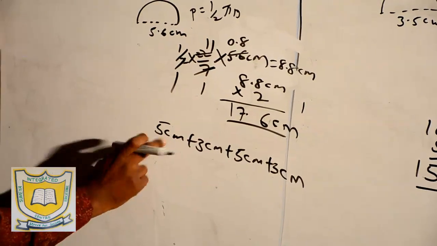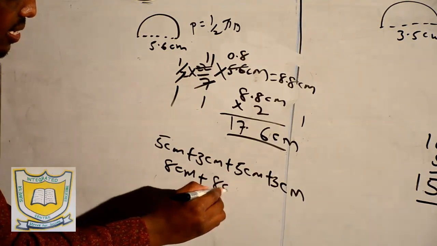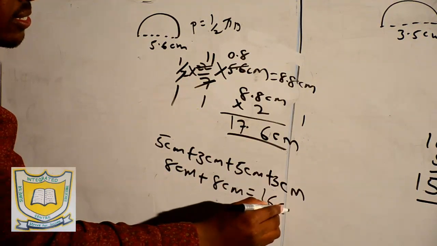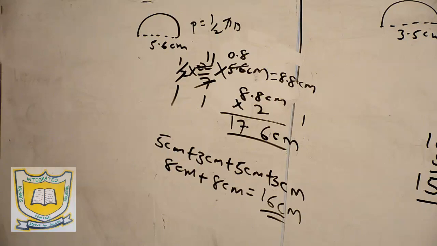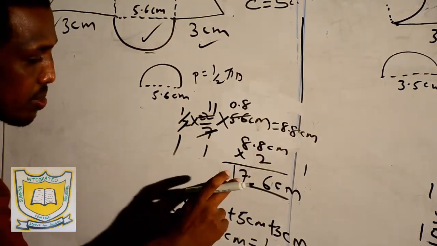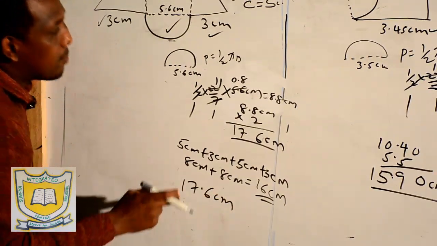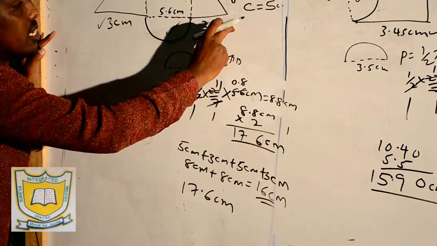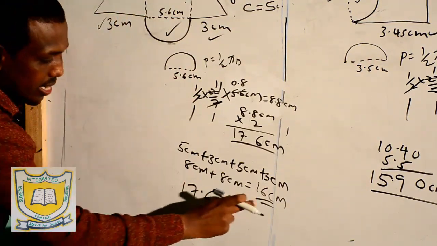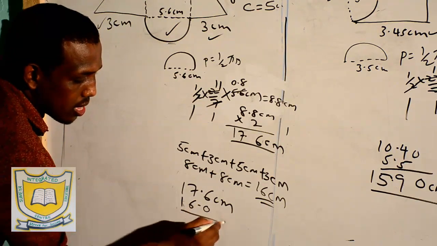So we say 5 plus 3 is 8 centimeter. Plus 5 plus 3 is 8 centimeter. You get 16 centimeter. So we are through with the right angles now. Then we add now. So the perimeter of the semicircle was 17.6 centimeter plus the outsiders here. 3 plus 5 plus 8 plus 3 we have added. We got 16. So plus 16. You can introduce a 0.0 there.